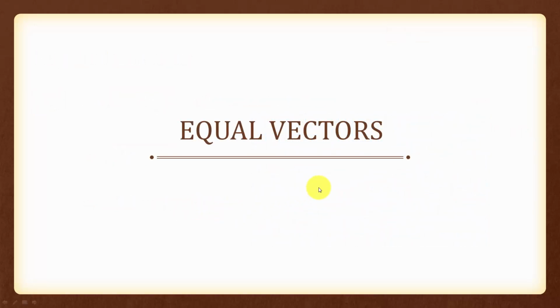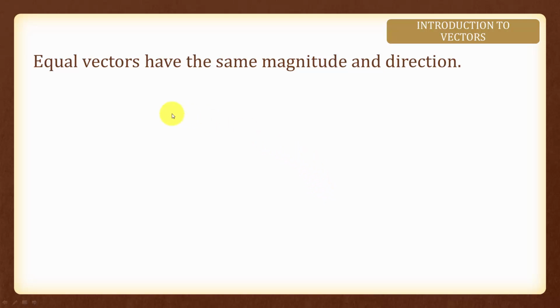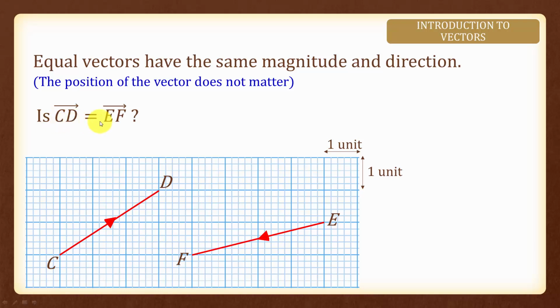Next, we shall look at equal vectors. Two vectors are equal if they have the same magnitude and direction. It is important to note that the position of the vector does not matter. Is vector CD equal to vector EF?